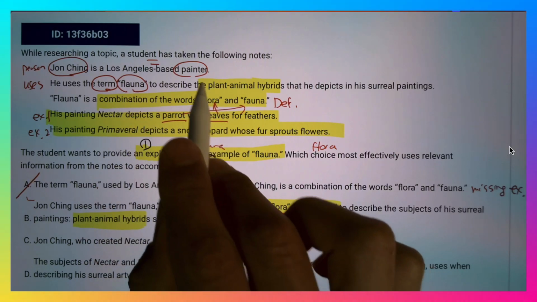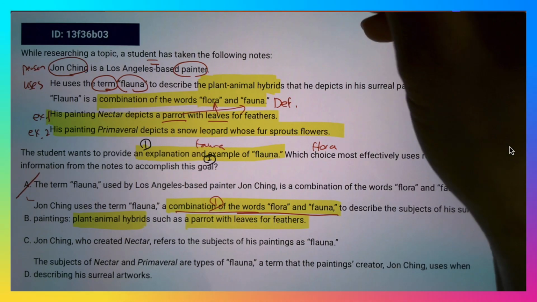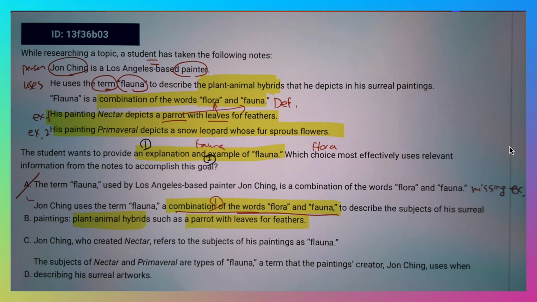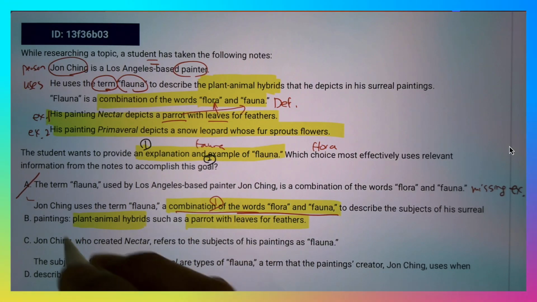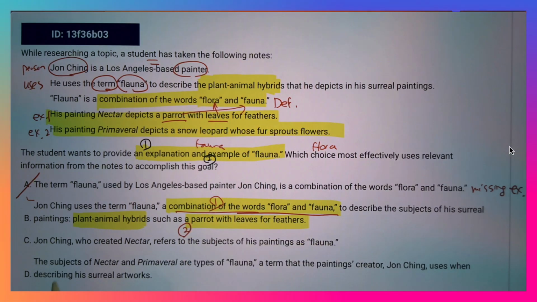I saw that plant-animal hybrid that clarifies the word fauna. So B looks really nice here because it did mention this example. Well, just in case something better pops up, let's look at choice C.